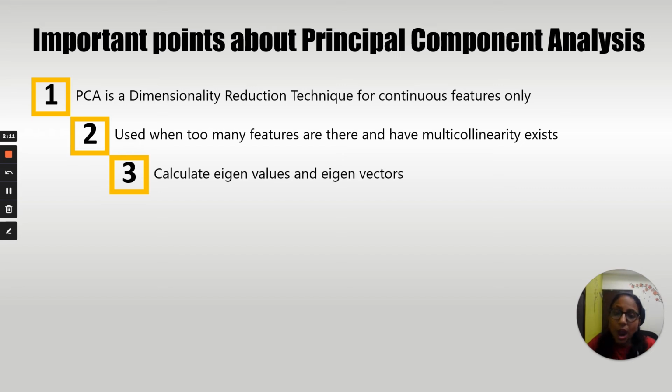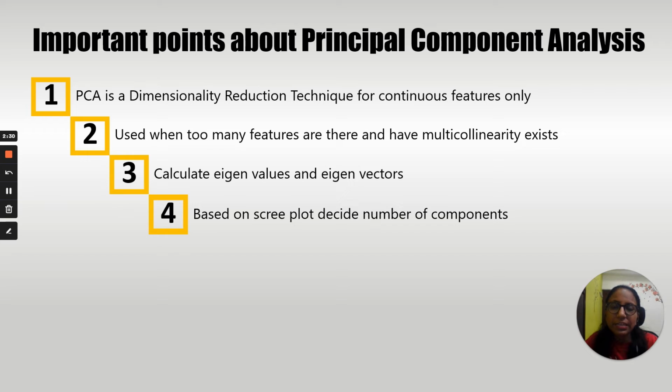Next is how to do PCA. You need to have eigenvectors and eigenvalues. First you will calculate eigenvalues and eigenvectors, but you don't have to do it manually, guys. Python is there to take care of that. You have libraries, so you make use of it, but you need eigenvalues and eigenvectors.